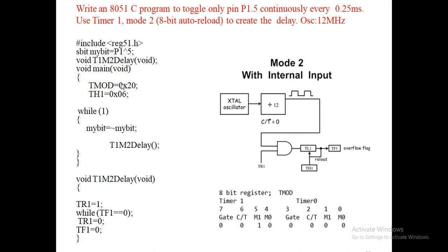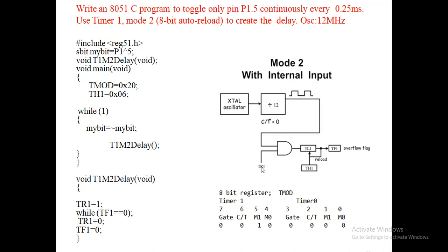But in this case, you no need to load this 0x06 into TH1 because it is 8-bit auto reload. Once initially in the program you loaded the TH1, automatically once this TL1 reaches the maximum value and gets overflow, the TH1 value you loaded in the program is automatically reloaded into the TL1. That is the beauty of timer 1 mode 2. That's why it is called auto reload. You no need to reload again and again for each delay program execution.